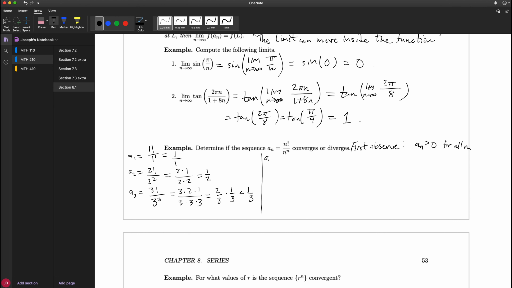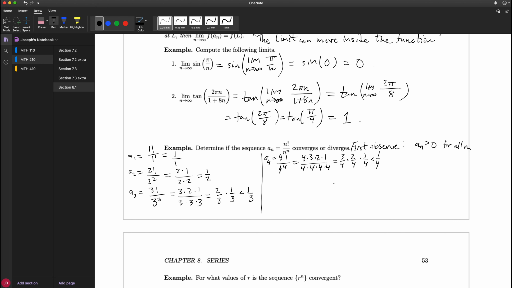Let's try a_4. That's 4 factorial over 4 to the 4th. That's 4 times 3 times 2 times 1 over 4 times 4 times 4 times 4. Well, this is, after canceling the leading 4's, 3/4 times 2/4 times 1/4. I am multiplying 1/4 by a number less than 1, so this is less than 1/4. But now I'm multiplying that by another number less than 1. So the whole product is less than 1/4.